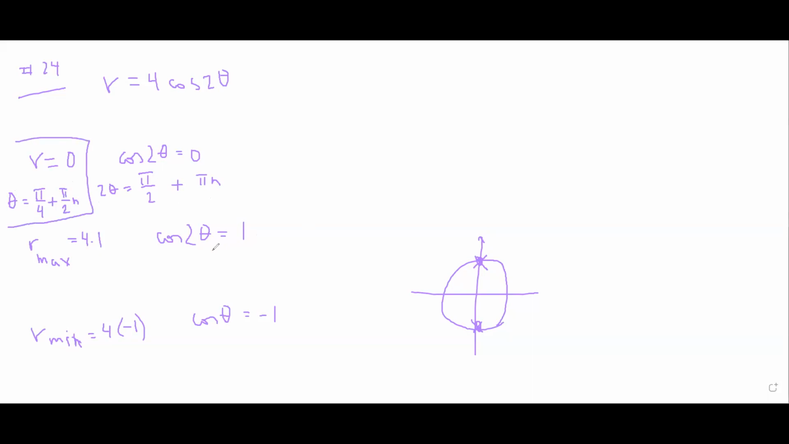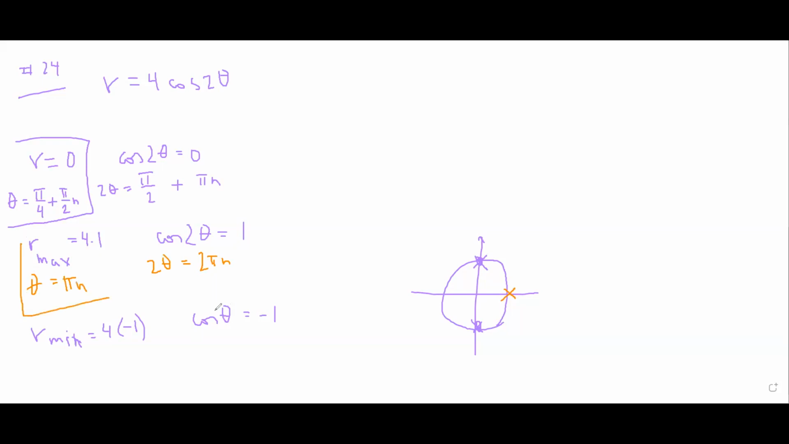Okay, so when cosine is going to be equal to 1, well, it happens at this point. So my 2 thetas could be described as 2 pi n. And that's why theta is pi n. Divide both sides by 2, right? Okay, so that's for the maximum.